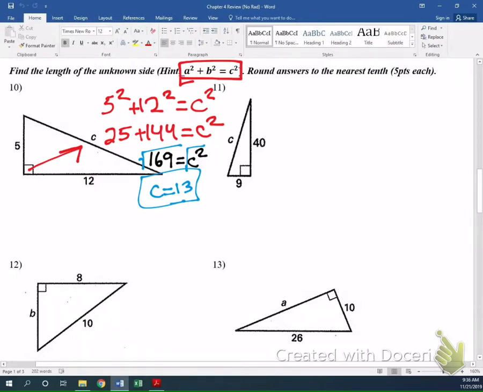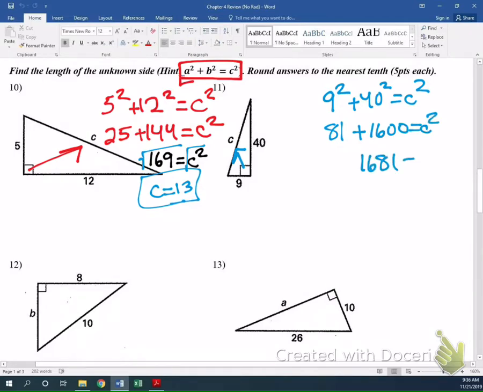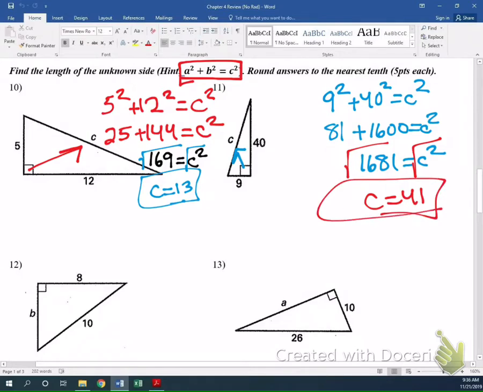All right, 11. Same idea. I'm looking for the C. So the 9 and the 40 go on the same side of the equal sign. What is 9 squared? 81. What is 40 squared? 1,600. Good. When you add those together and then take the square root, what do you get? 41. Awesome. Questions?